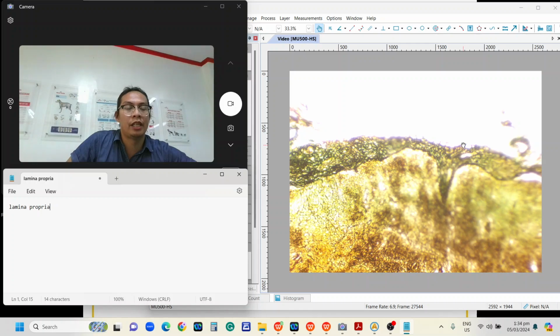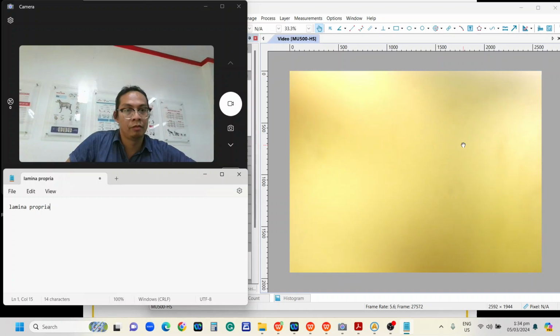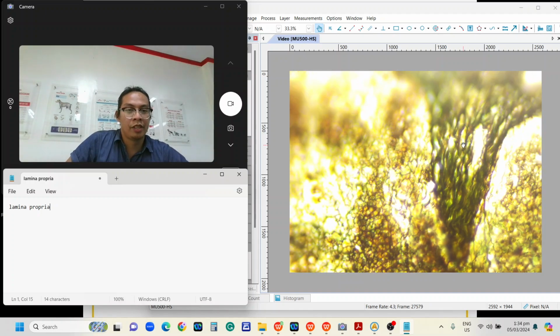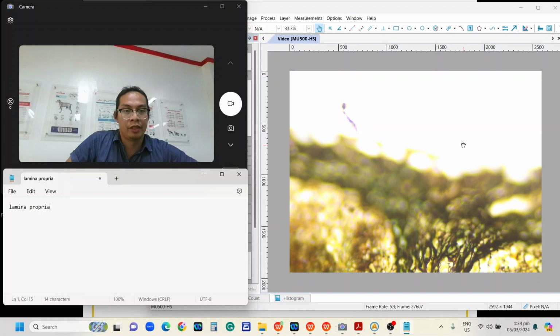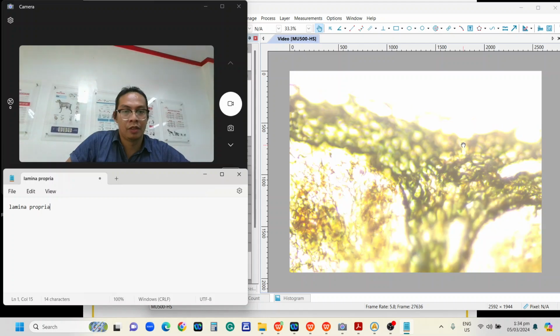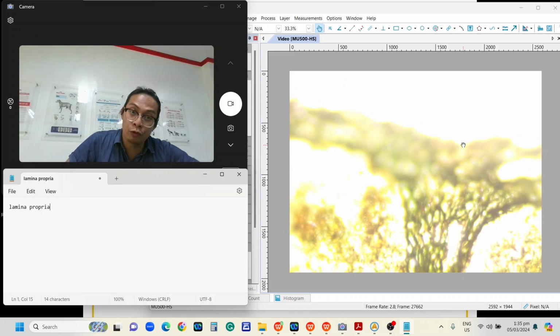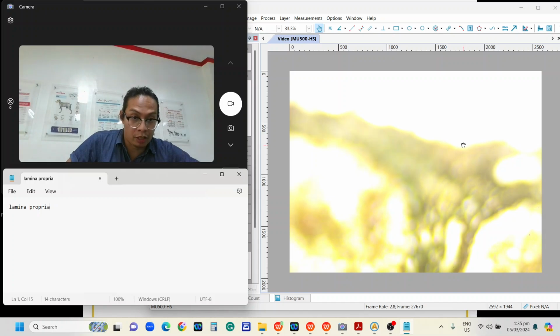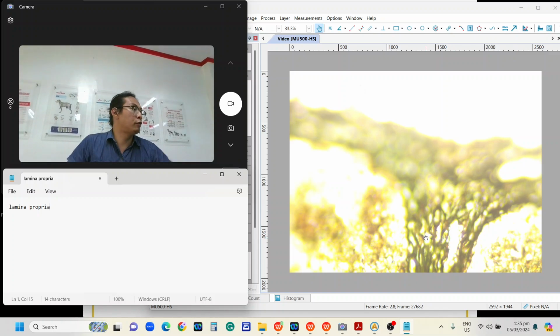Tingnan natin siya under HPO. Okay, so again, it is made up of reticular fibers. They would appear, of course, as black strands, which would form a network. So those are the reticular fibers.